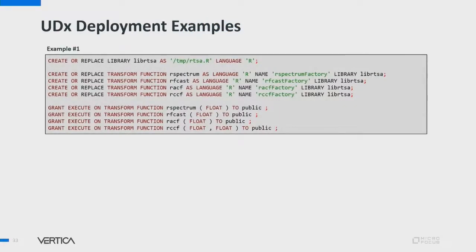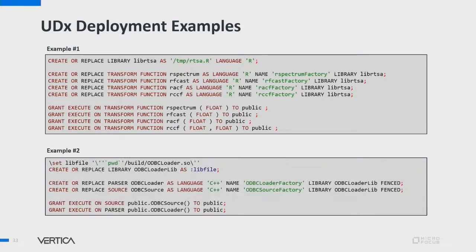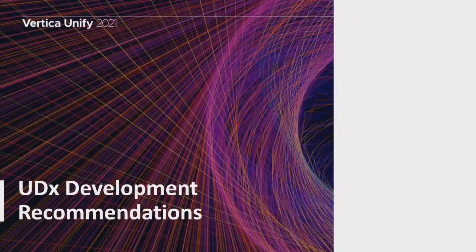And here are some simple examples. So you are defining the library in R, then specifying four functions, and you cannot forget to grant execute rights on those four functions. Otherwise, users will not be able to use them. And the other example is taken from our ODBC loader package, allowing you to get data from remote databases via ODBC. And here is the code for deploying the source and the parser and the corresponding grant statements.